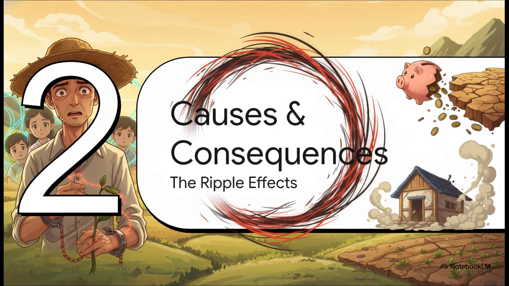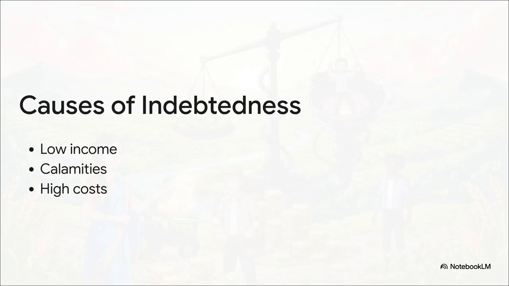Moving right along to Section 2, Causes and Consequences. Let's look at the ripple effects. So what causes this? Well, we can logically group the causes into three main buckets, which is going to make this incredibly easy for you to remember on test day. You've got nature, economics, and social factors. On the nature side, farmers are completely at the mercy of the elements, right? A sudden flood or a massive drought can literally wipe out an entire year's income overnight.